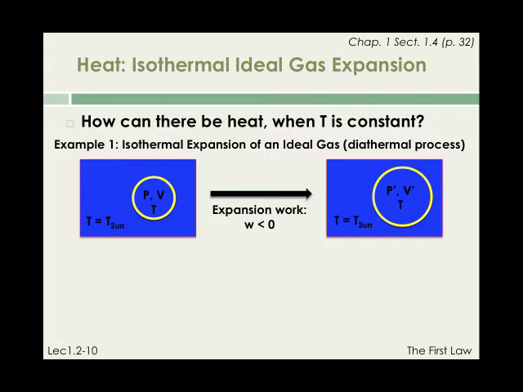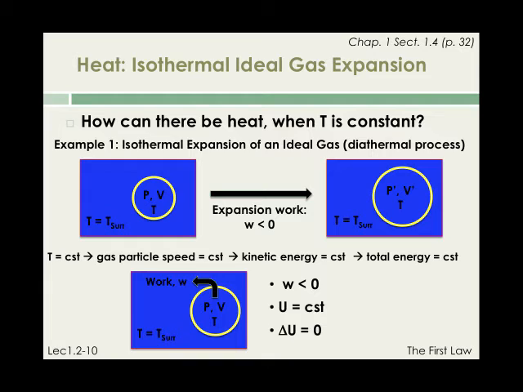The average kinetic energy of molecules in an ideal gas depends only on the temperature. Since the expansion is isothermal, the kinetic energy of the gas molecules, and therefore the total internal energy, remains constant. We say U equals a constant. We therefore conclude that delta U, or the change in energy, is equal to 0.